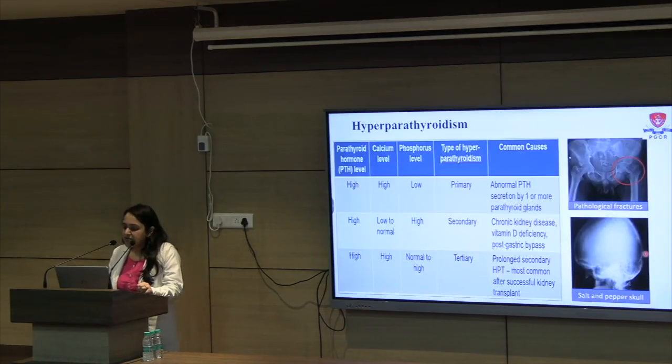Now coming to hyperparathyroidism, it can be of 3 types. In primary hyperparathyroidism, calcium is high, phosphorus is low due to autonomous PTH secretion. In secondary hyperparathyroidism, PTH is high with low or normal calcium and high phosphorus. It is commonly due to chronic kidney disease or vitamin D deficiency. In tertiary hyperparathyroidism, there is long-standing secondary disease leading to high PTH with high calcium. Clinically, they can cause bone pains, fractures, kidney stones. And here in the image, you can see a pathological fracture, and in the second image, we can see a classic salt and pepper skull.